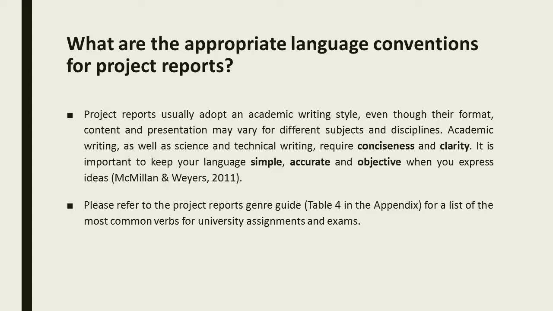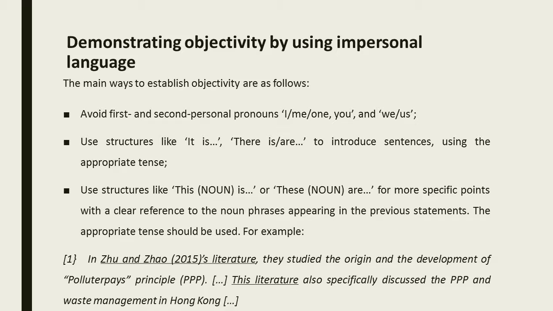Table 4 in the project report's genre guide includes a list of the most common verbs for university assignments and exams. Now, let's examine ways in which you can demonstrate objectivity by using impersonal language. The main ways include avoiding first and second personal pronouns, such as I, me, one, you, and we or us. Use structures like 'it is' or 'there is', 'there are', to introduce sentences using the appropriate tense.